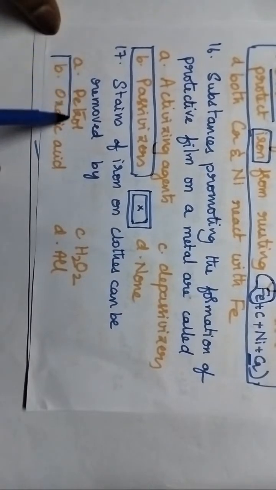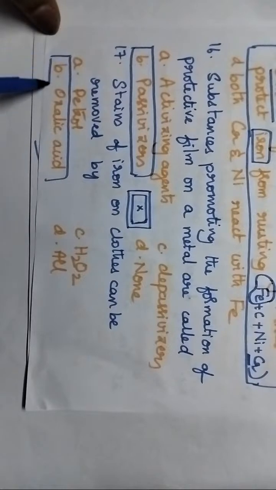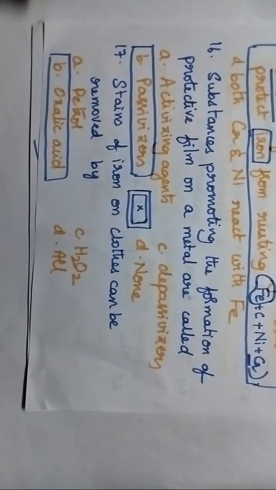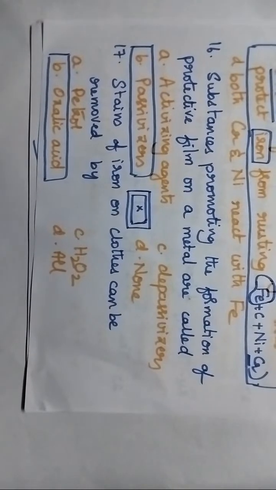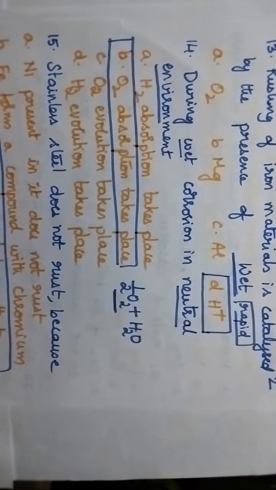Yes, oxalic acid is used to remove iron stains from the clothes. So option B is the right answer. A few more bits to leave this session. Try to participate actively.